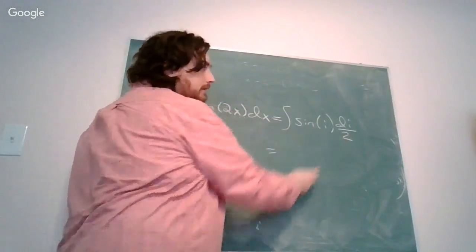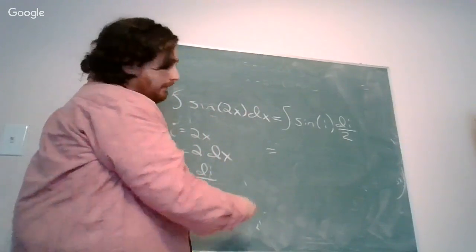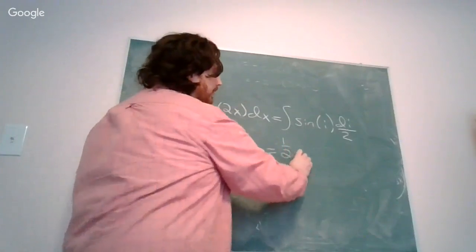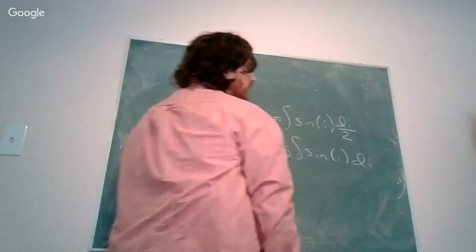The other thing is this is a 2 on the bottom. That's a divide by 2, which is the same as multiply by 1/2. So I'm going to pull out my 1/2. I get the integral of sine of i di left over.